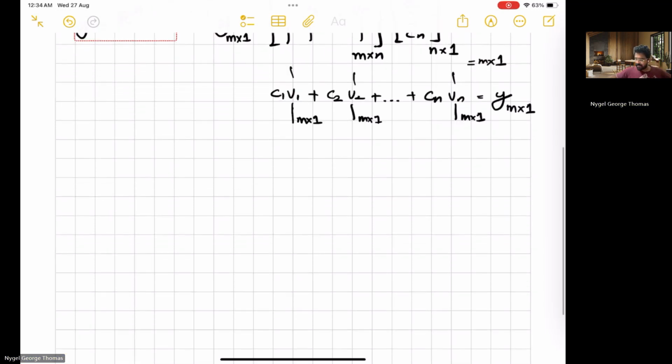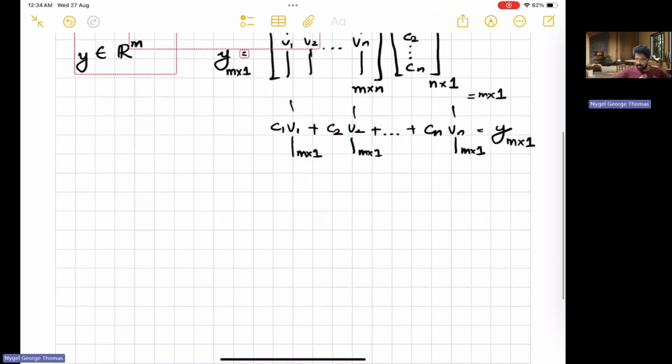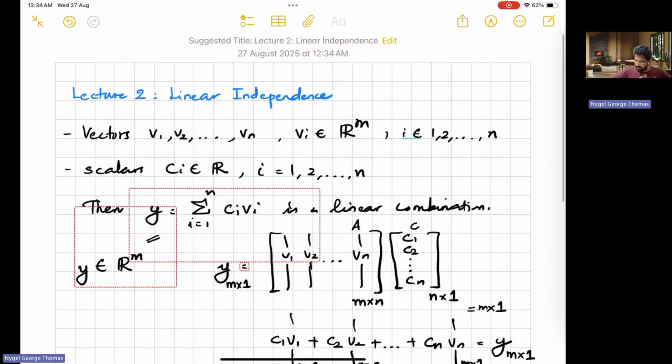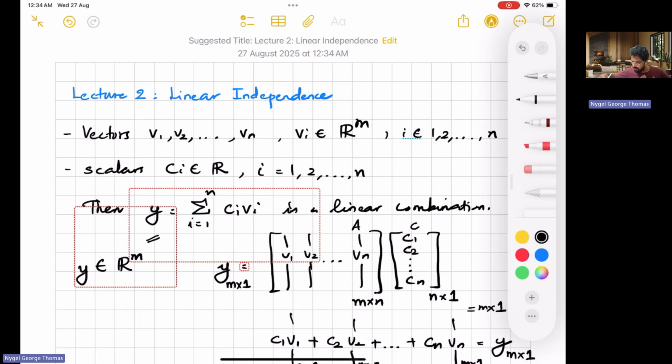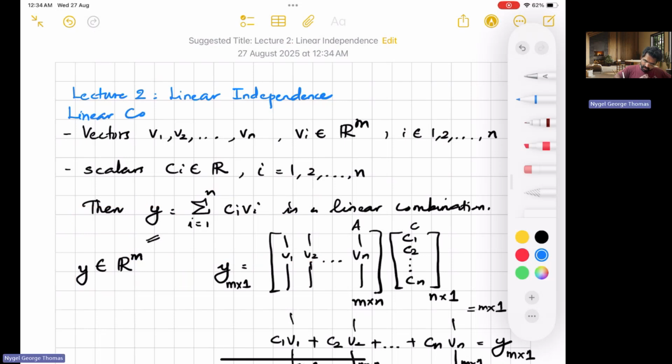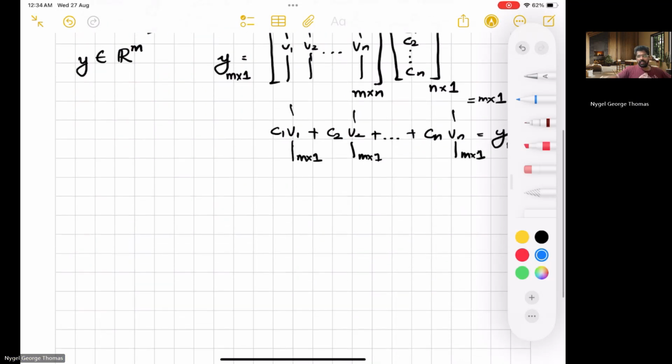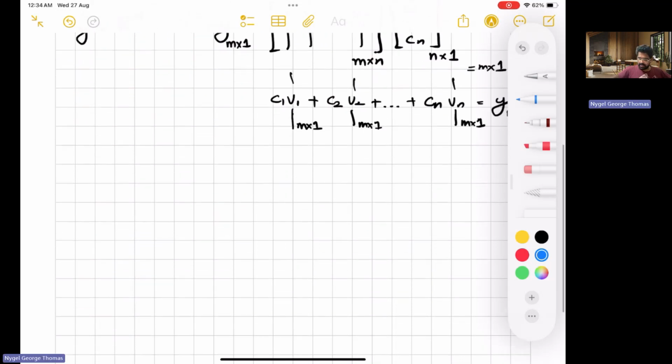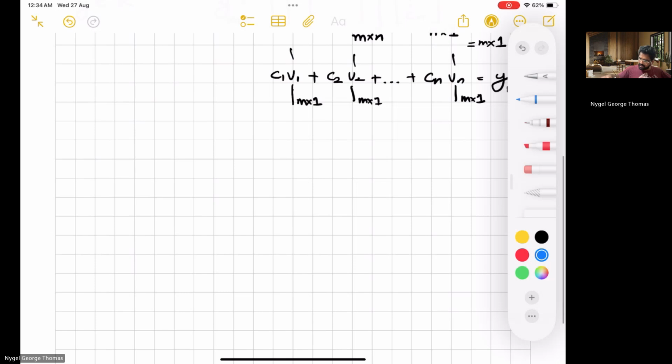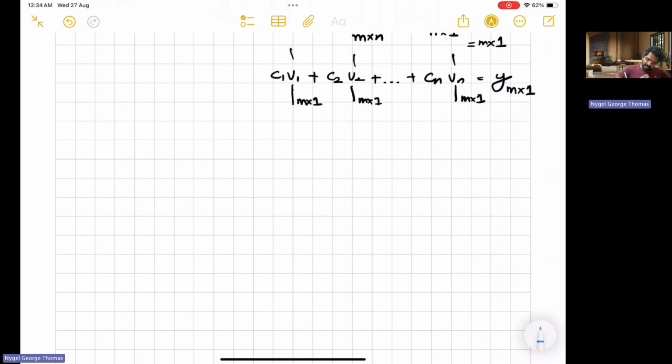Okay, this is one way of looking at it. Fine, so we've seen what linear combinations are. Let me put it a bit more accurately: this is a linear combination of vectors. If you know linear combination of vectors, then you can actually define linear independence.